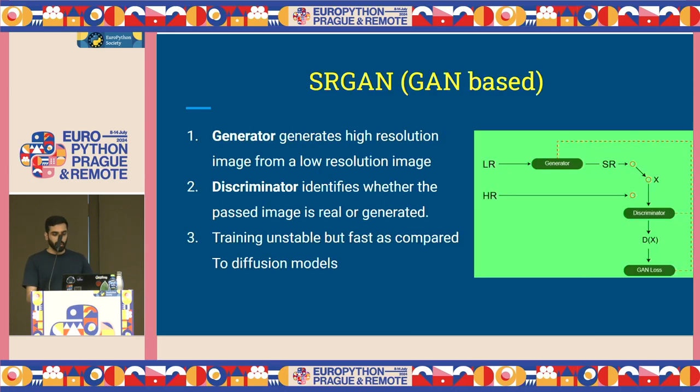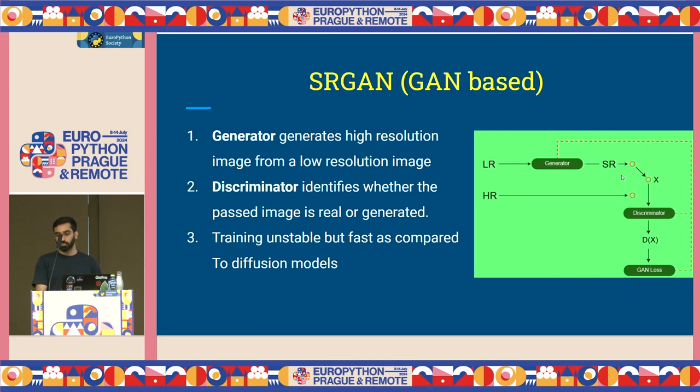So let's see what the GAN-based approach is and how we can use it. It contains a generator and a discriminator. It takes a low resolution image and the generator generates a high resolution image. Initially, if it is not trained, it can generate a random image. And then we pass the generated image and a high resolution image to a discriminator, which identifies whether the image is generated by a generator or it is an original high resolution image.